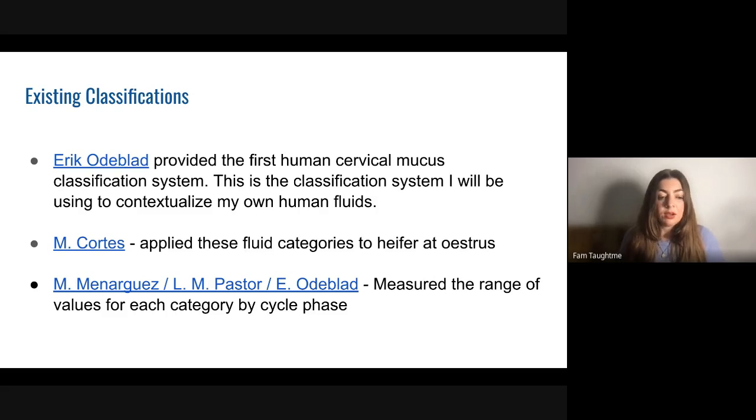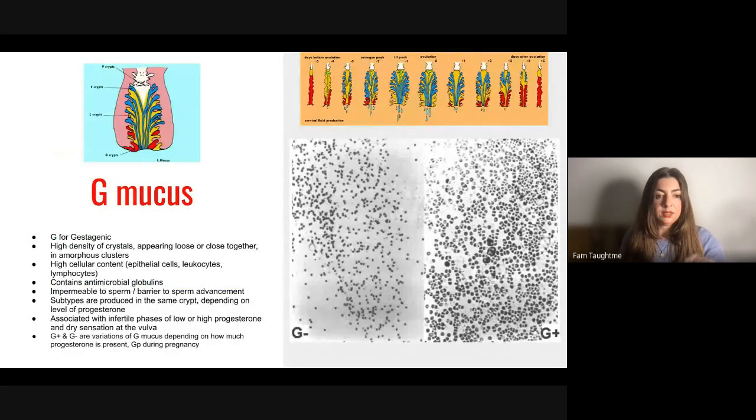And they also have a study here from N. Menarguez and Odeblad and Pastor collaborating, where they measured the range of values for each category of fluid by the cycle phase that the person was in. So we'll go through these quickly.